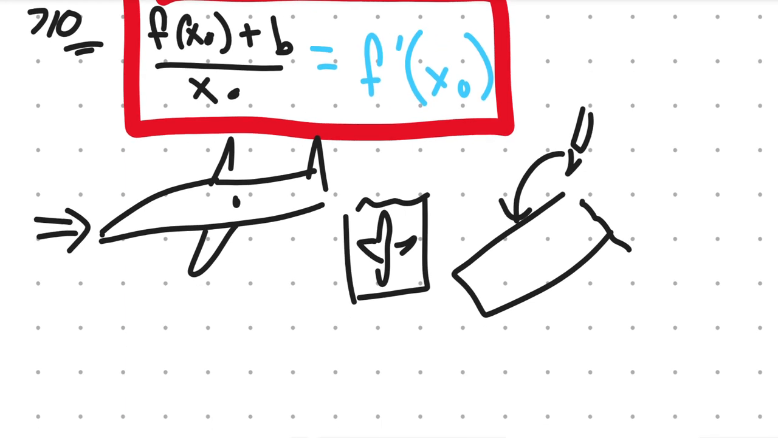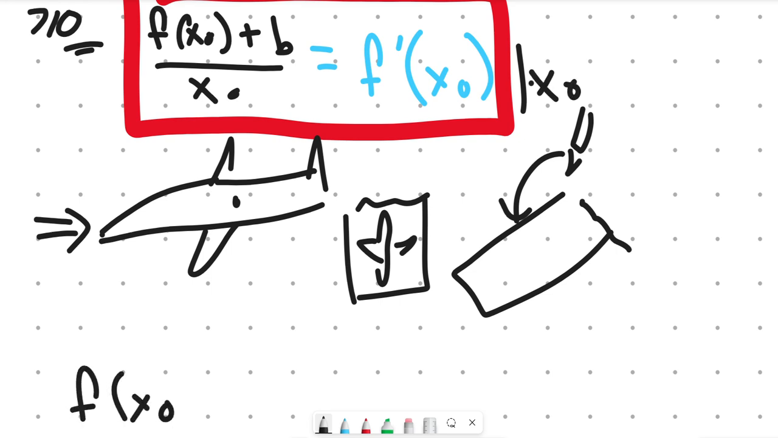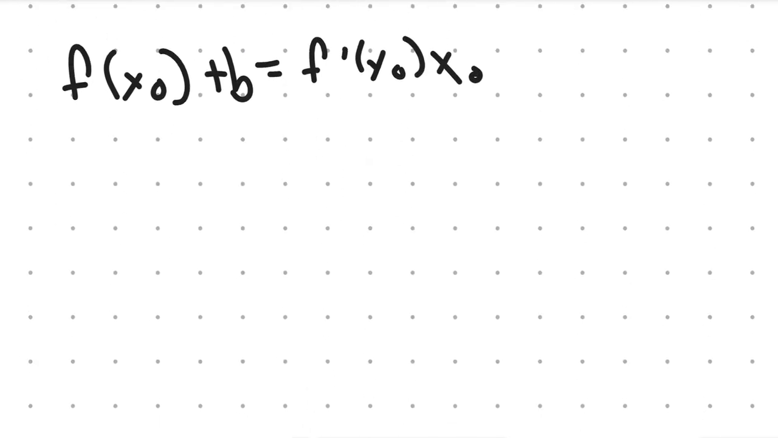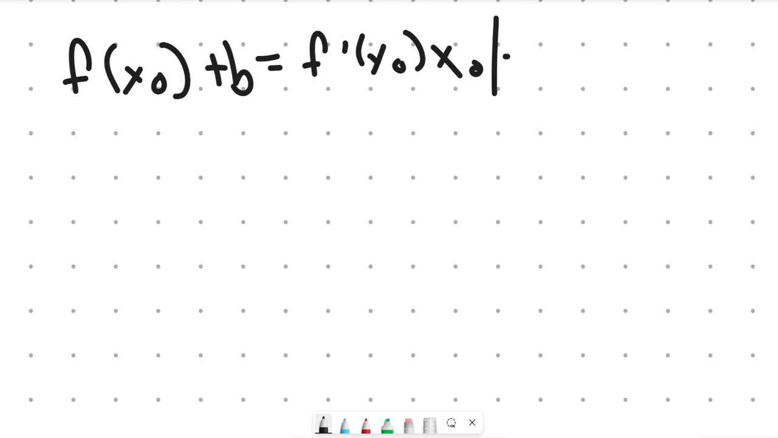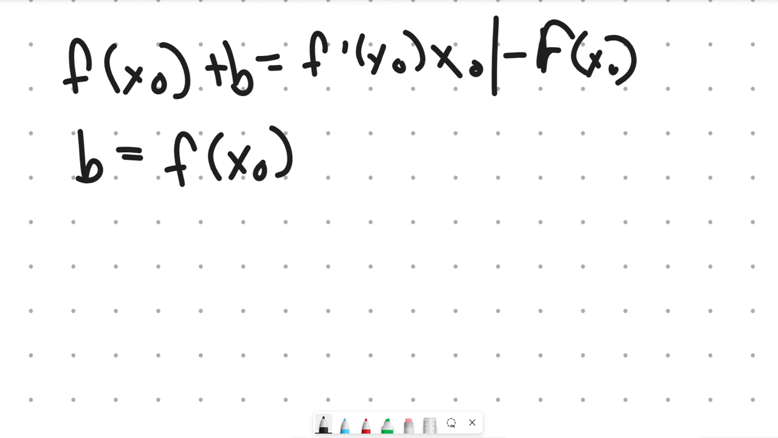So now we're going to derive it. Let's multiply both sides by x naught. Then we have f of x naught plus b is equal to f prime of x naught times x naught. Now we're going to solve for b, so we're just going to subtract f of x naught on both sides. So b is equal to negative f of x naught plus f prime of x naught times x naught.